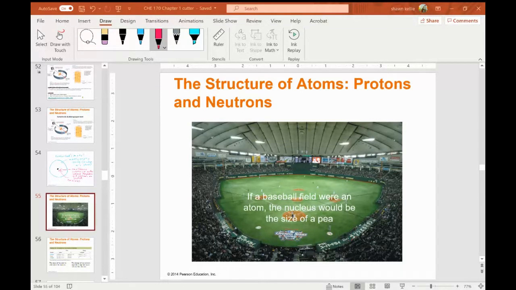We've got a quick analogy here. When we talk about the nucleus being small compared to the empty space, your book likes to use the analogy of a baseball field, saying that if a pea is the nucleus, then the atom would be the size of a baseball field. So we're talking a whole lot of empty space for an itty bitty nucleus, just like the genie, right?